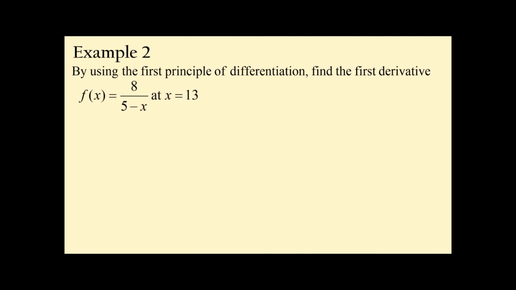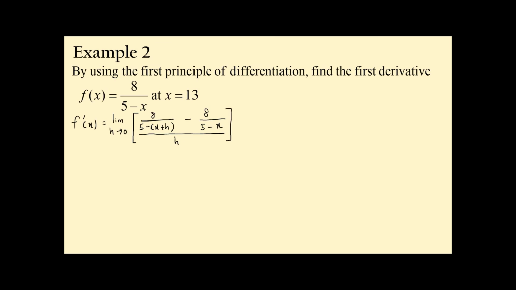By using the first principle of differentiation, we have to find the first derivative of f(x) equal to 8 over 5 minus x at x equal to 13. So first step, we have to find the derivative using the concept of first principle. So now f prime x will be equal to limit of h approaches 0 of 8 over 5 minus x plus h minus 8 over 5 minus x, the whole thing divided by h.